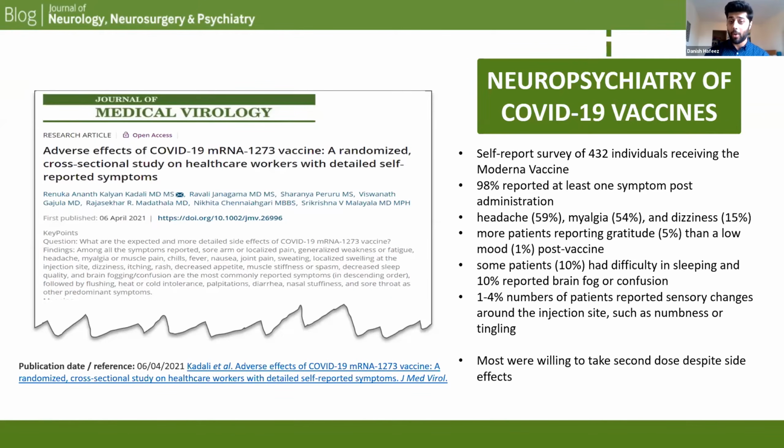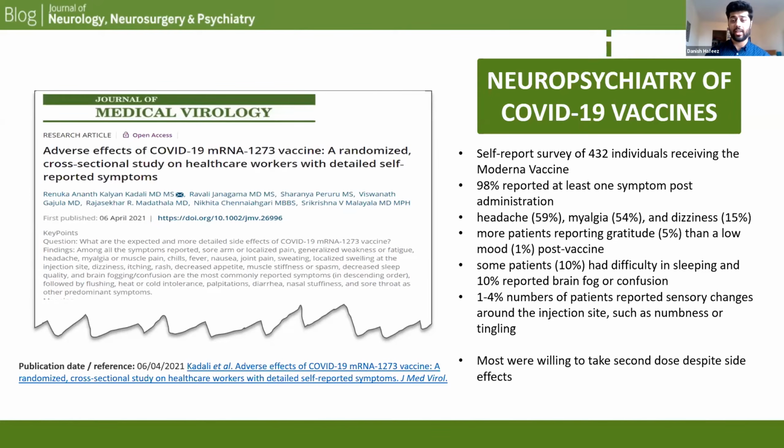And what it did show was that most of them, almost 98%, had at least one symptom post-administration. Most of these are quite non-specific, and the neuropsychiatric ones were things like headache, myalgia, and dizziness. Psychiatric effects were quite low, low mood being around 1%, and gratitude being about 5%. However, some patients did report other side effects such as difficulty sleeping and brain fog and confusion, and a small but important 1 to 4% of individuals reported sensory changes around the injection site, such as numbness and tingling.